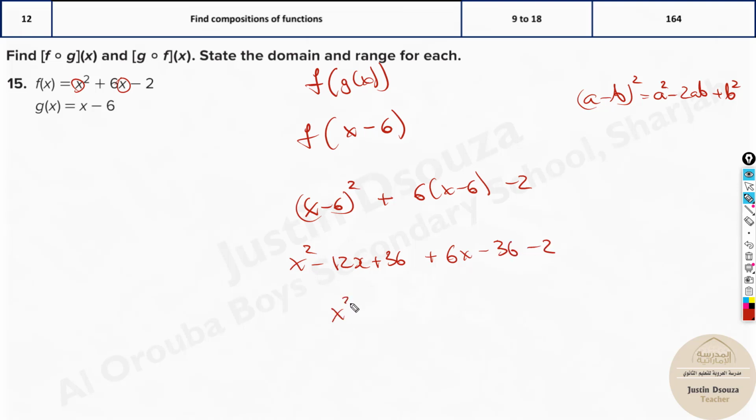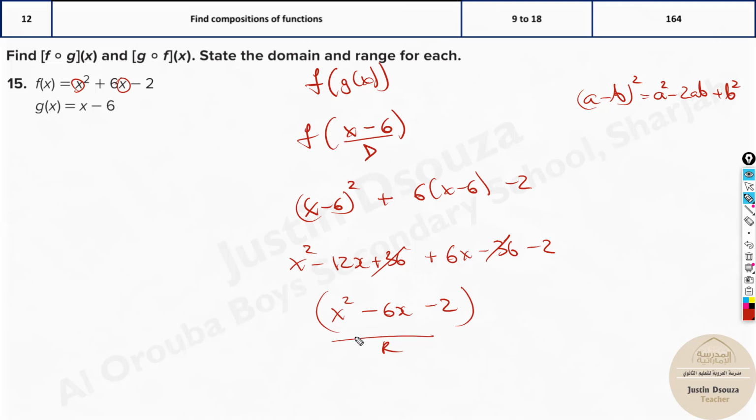Now simplify this. x squared, how many x's are there? Minus 12 and plus 6 will be minus 6x, and 36 minus and plus becomes 0. Only minus 2 will remain. Now this is the answer. Okay, what is your domain? This was the domain we considered, and this is the range we got as the answer. Domain is all real numbers. Over here you can put any x, you'll get the answer.